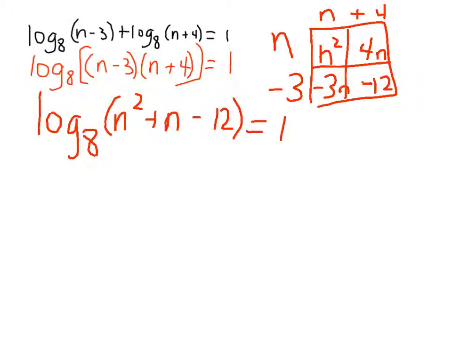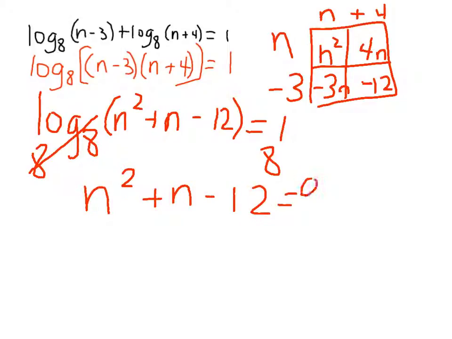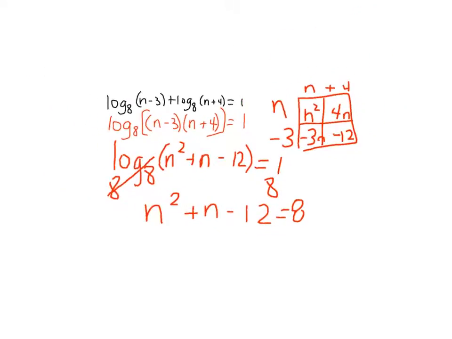Next thing I'm going to do is think about undoing the log. And again, I'm going to undo the log by making a base of 8 on both sides. I'm choosing 8 because that's the base of the log that I have given to me. That's going to create the inverse property on the left where the log cancels out. And I have n squared plus n minus 12 equals 8.